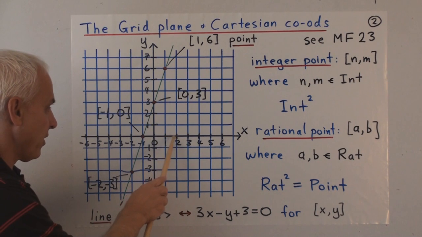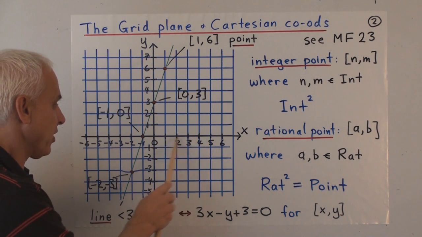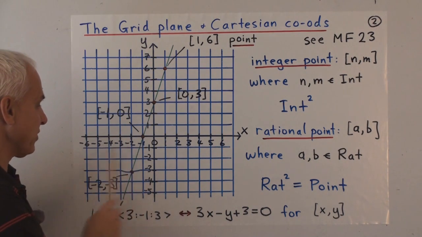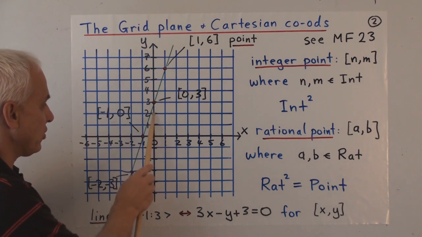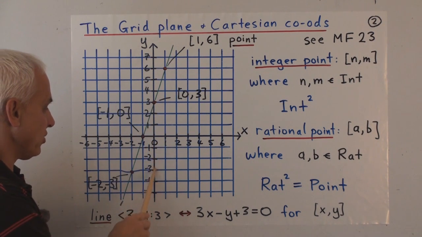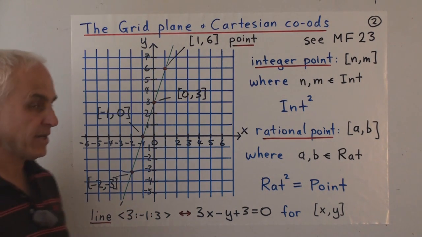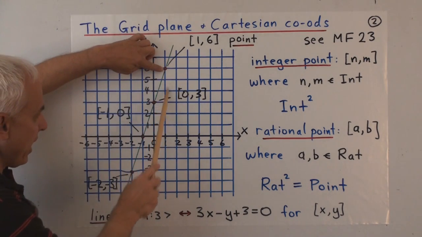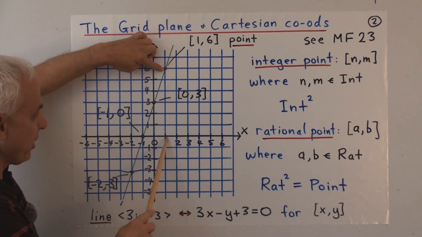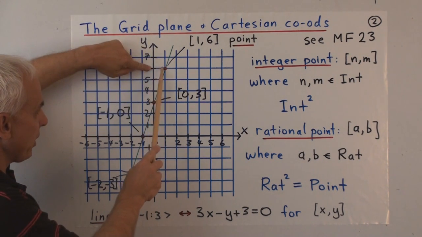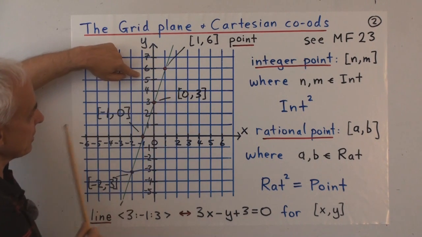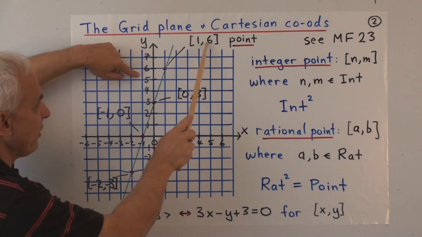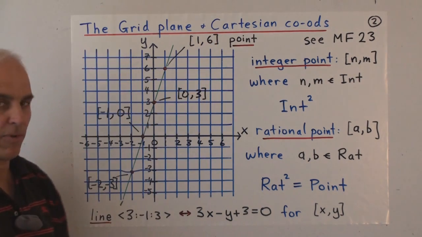And we can label these various nodes here, 0, 1, 2, 3, 4, and so on in that direction, -1, -2, -3, and so on in this direction, and going up 1, 2, 3, 4, going down -1, -2, -3, and so on. And then the idea is that if we have a point like this one here, then we can look at the x coordinate, which is 1, and we can look at the y coordinate, which is 6, and then we can essentially give this point a name by associating it to the pair 1, 6 enclosed in square brackets by convention.